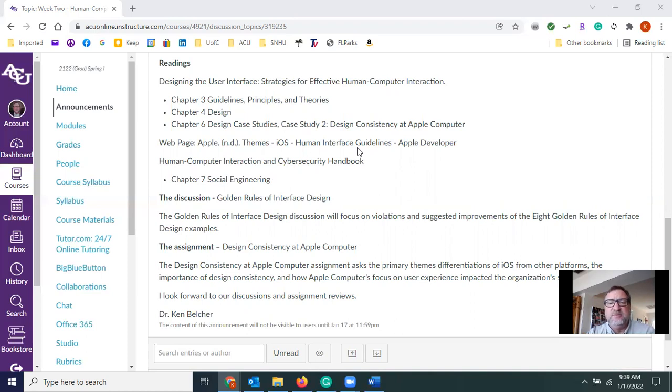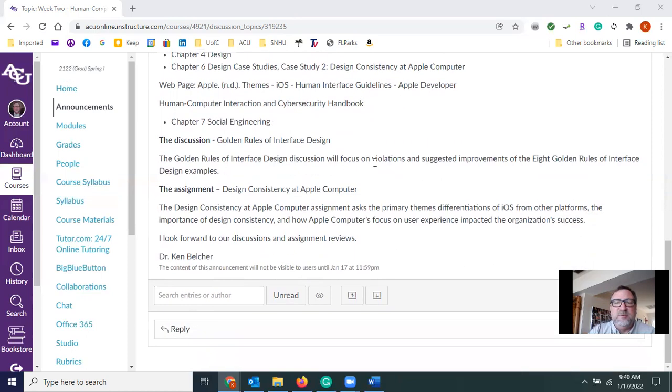The discussion will focus on the golden rules of interface design. Like I said, there are already different guidelines and procedures out there, and the author introduces 8 golden rules. We'll look at violations and then improvements to some of those rules. There are 8 of them. Everybody, there are only 3 of us in the class, but make sure you post early to the discussion board. That way, your fellow students can also reply and make other real world suggestions and improvements.